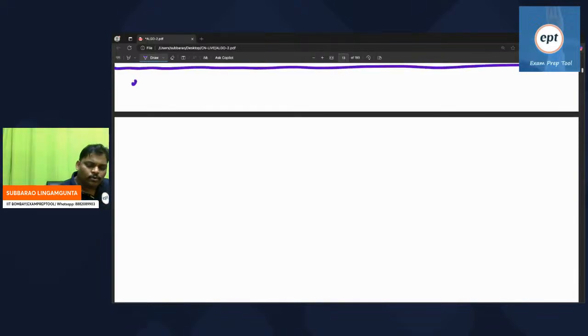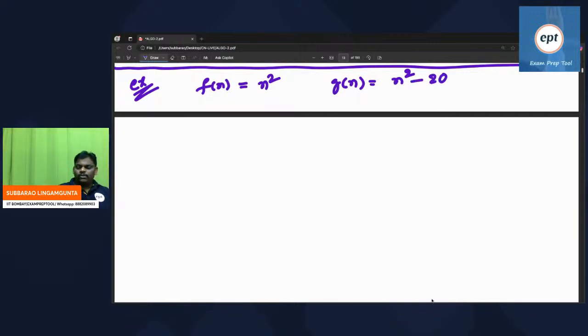Yeah, let's go to the next problem. Example: f(n) is equal to n square, g(n) is equal to n square minus 20.